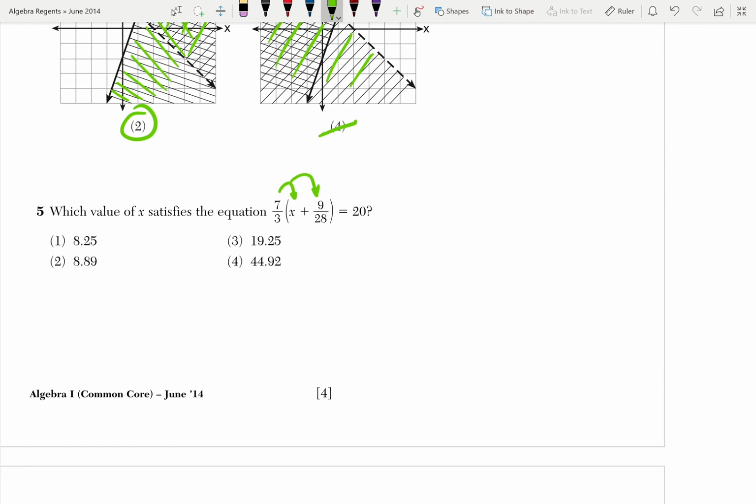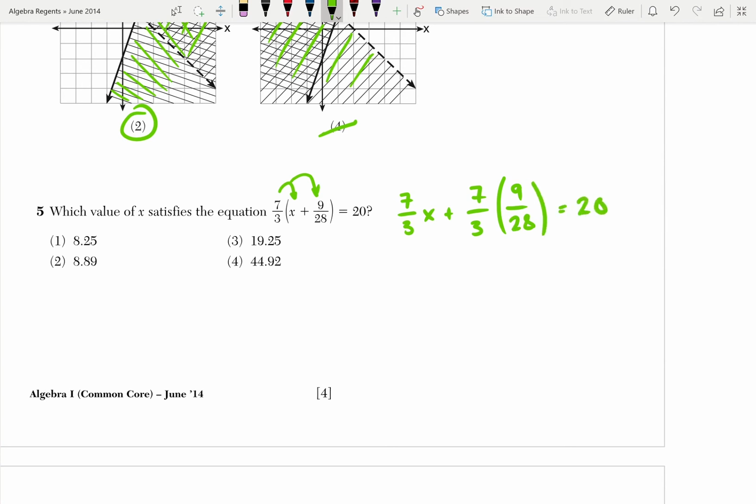And here we cannot approximate, we can't round, because it would give us the wrong answer. So we have to keep the fractions until we get a fraction that would give us a decimal that doesn't end. And you'll see exactly what I mean in a second. So when we distribute that 7 over 3 out, we get 7 over 3x plus 7 over 3 times 9 over 28, all equal to 20.